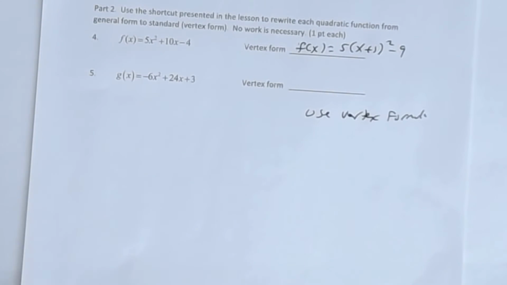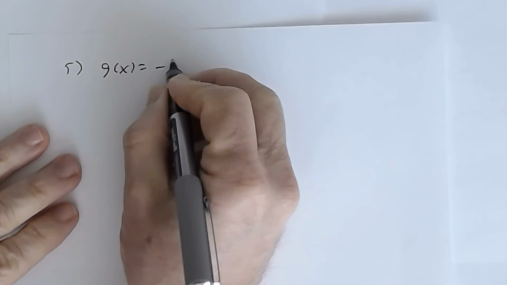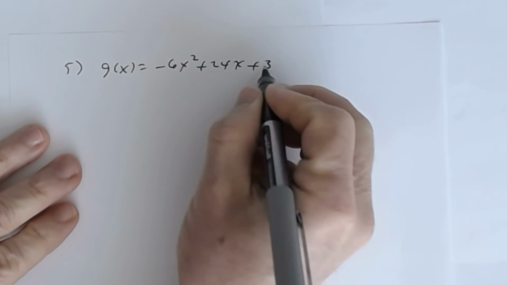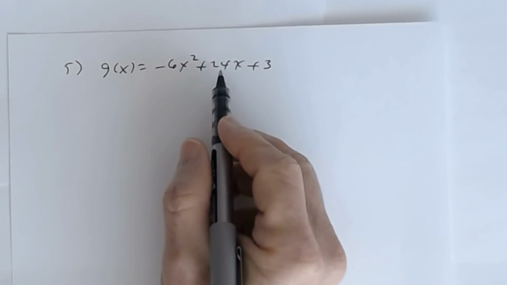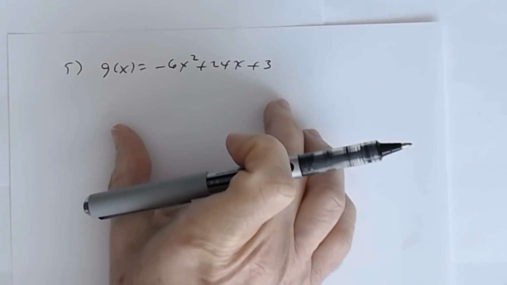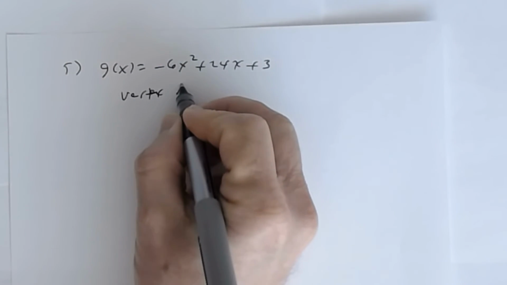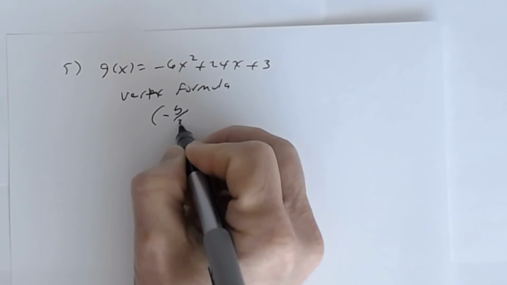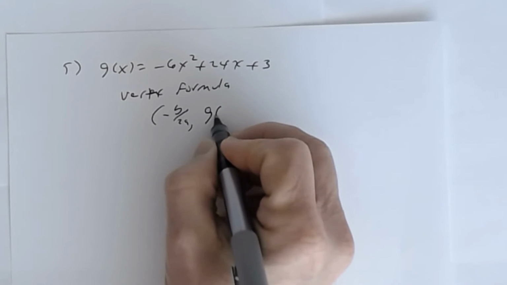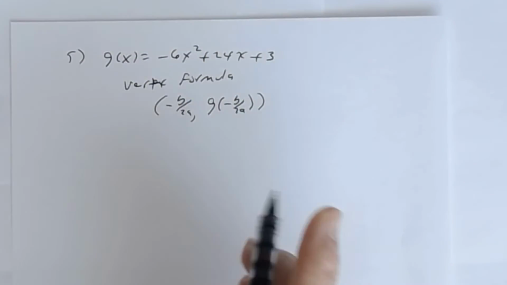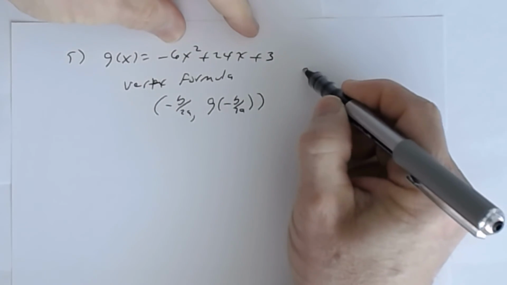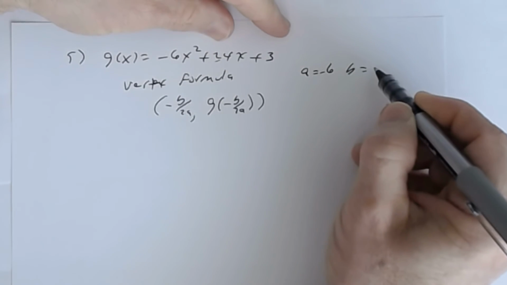Okay, let's look at number 5. So number 5, you have g of x equal negative 6x squared plus 24x plus 3. All right, and so you want to rewrite this in vertex form using a shortcut, so using the vertex formula. The vertex formula, remember, is negative b divided by 2a, comma, in this case it's g, so you can say g of negative b divided by 2a. All right, and so a in this case is a negative 6, and b is a positive 24.